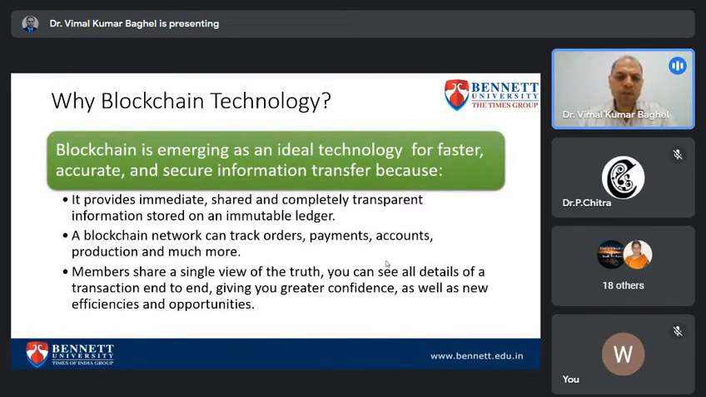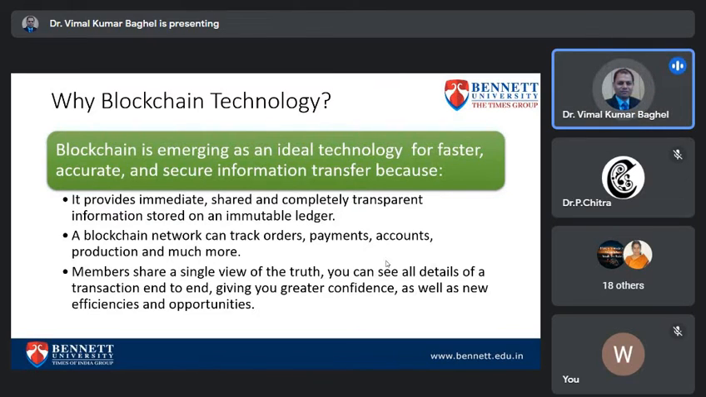Then members share a single view of the truth. That is also one of the benefits of blockchain. Every member is participating in the consensus process, and you can see all details of a transaction end to end, giving you greater confidence as well as new efficiencies and opportunities. So now we can understand why blockchain is emerging as an ideal technology.